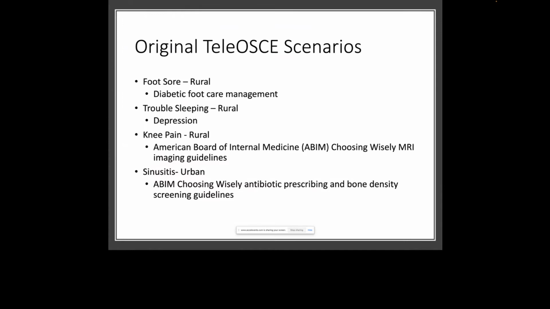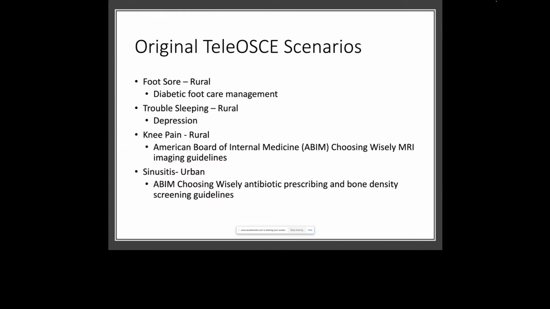So the first case was a foot sore case. I'll jump into that a little bit because I think it's important that you see what these actually are to really understand it. But it's a diabetic foot care management. We then had a trouble sleeping case, which really was a depression case. That's actually published on MedEd Portal, and I'll give resources for that at the end of this.